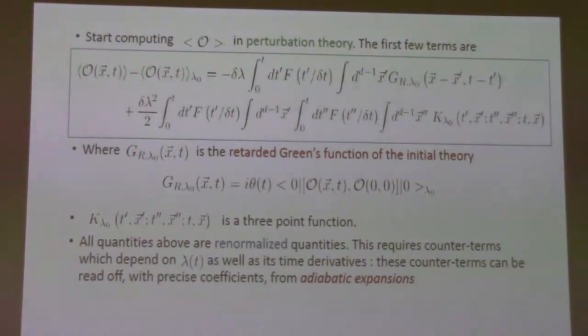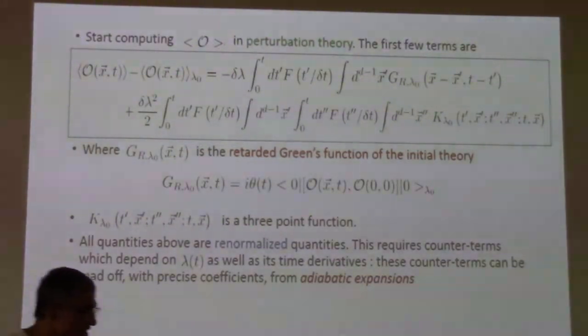All quantities here are renormalized quantities. We are doing renormalized quantum field theory. They can always be suitably renormalized by subtracting, for example, the adiabatic expansion of these quantities. Namely, you can compute these quantities in adiabatic perturbation theory. This will involve the counter terms, which involve lambda as well as its time derivatives. And if you subtract those out, then you get rid of all the UV contributions, and you get a renormalized order.